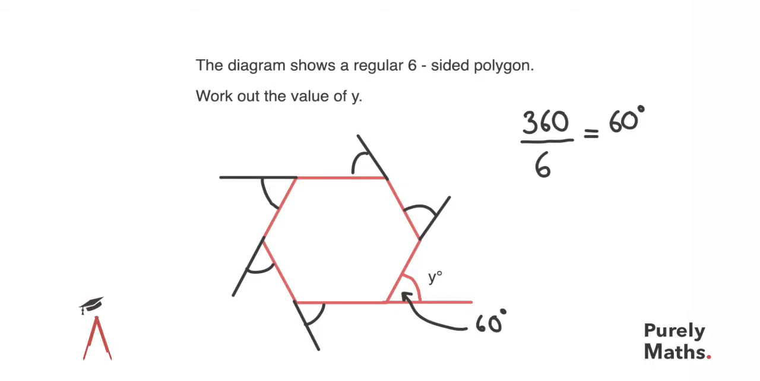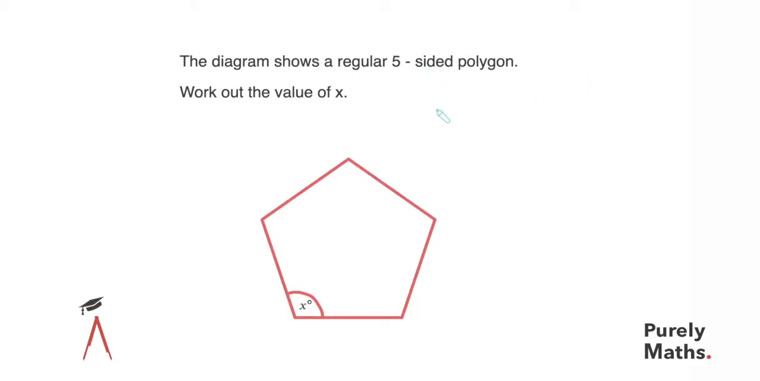Okay, let's look at the next one. So this diagram shows a regular 5-sided polygon. Work out the value of X. There are 2 ways to actually do this question. The first is using the method we just used in the previous video. So the first thing I want to do is draw in my exterior angle here. So my exterior angle and my interior angle add up to make 180 degrees.